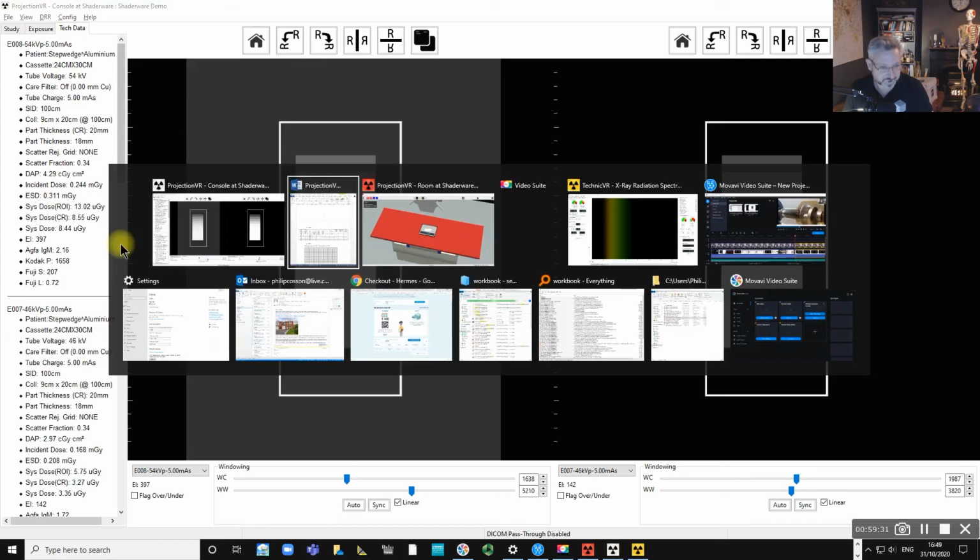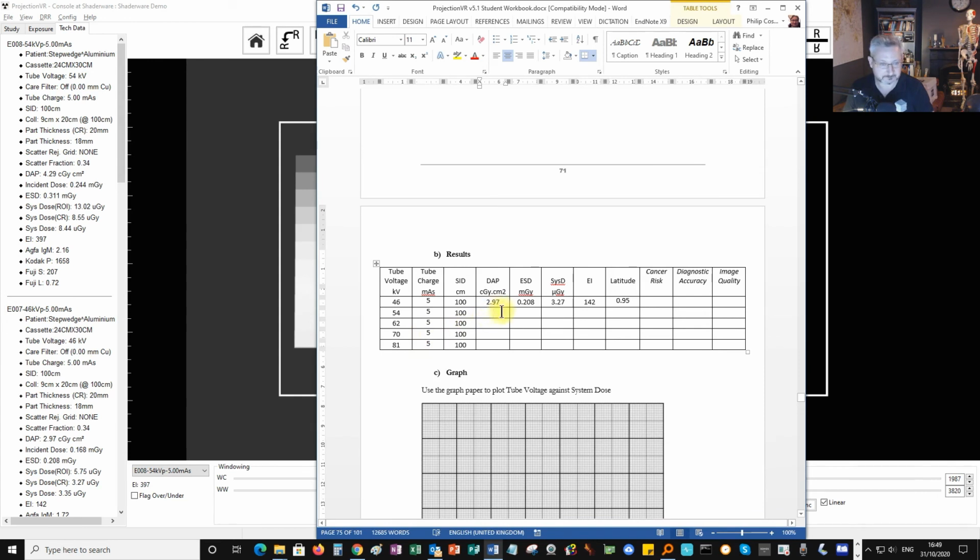So let's type our numbers in. So the dose area product is 4.29. The entrance surface dose is 0.311. The system dose is 8.55. The EI has gone up to 397. The latitude has gone down. Okay.